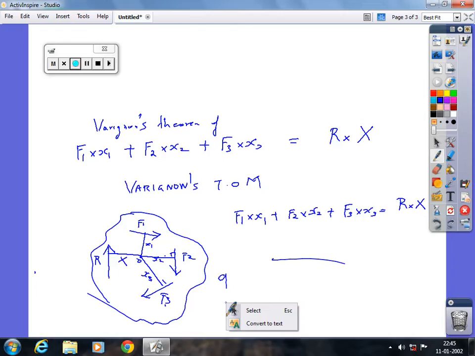Based on this, the moment of the resultant with respect to this point O is capital R into X. Have you understood this concept? See, it is very simple, right? With respect to this particular point O, the moment of the resultant is R into the perpendicular distance, that is R into capital X. That's all, right?